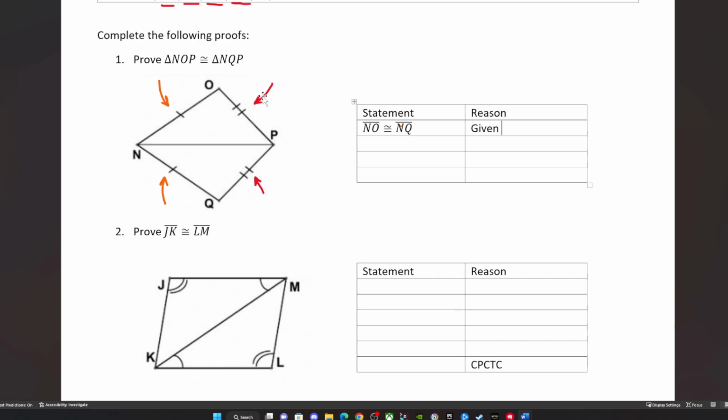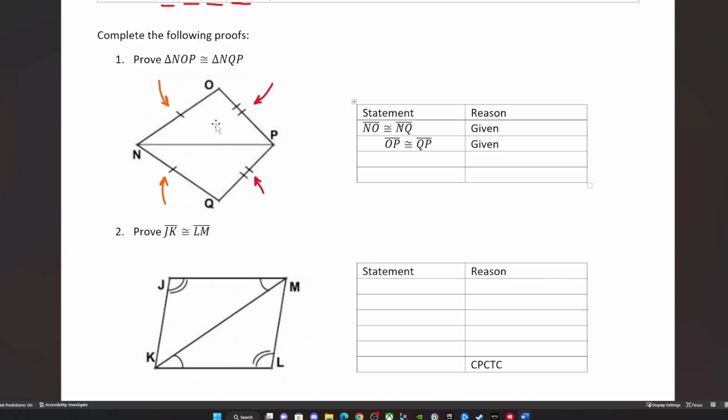Then the second one, the red ones, I'm just going to copy and paste this. The second statement would be segment OP would be congruent to segment QP. And the reason for this is because it's also a given statement. They gave it to us with the tick marks. They're given to us, so they are called given statements.